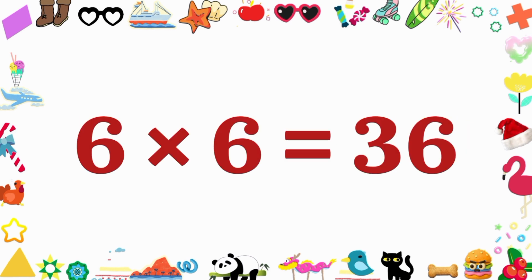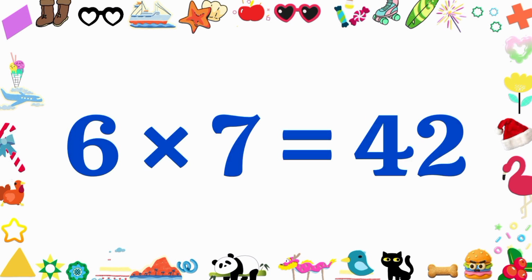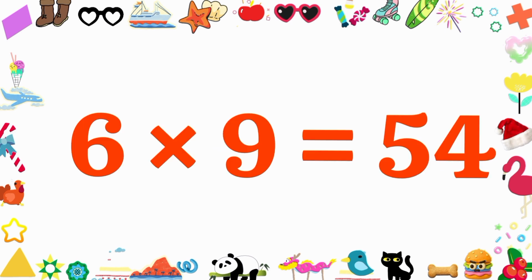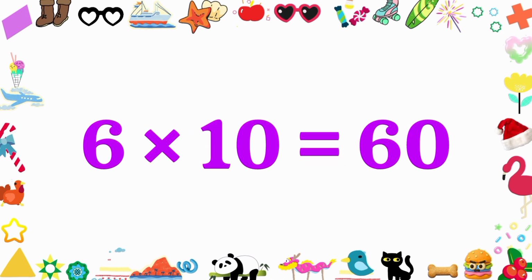6 sixes are 36. 6 times 7 equals 42. 6 sevens are 42. 6 times 8 equals 48. 6 eights are 48. 6 times 9 equals 54. 6 nines are 54. 6 times 10 equals 60. 6 tens are 60.